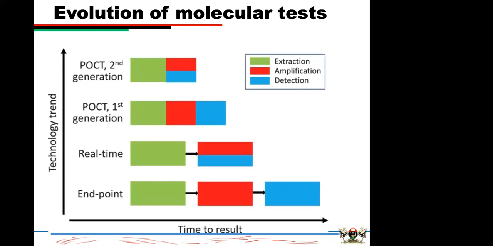The next generation, the point of care first generation, reduces the time significantly. But the latest technology is where you combine the extraction, the amplification, and the detection, so that you are able to shorten the period when you are able to report on your results.